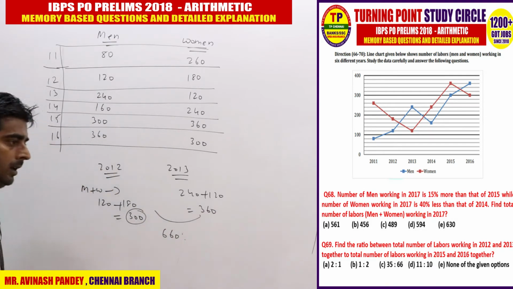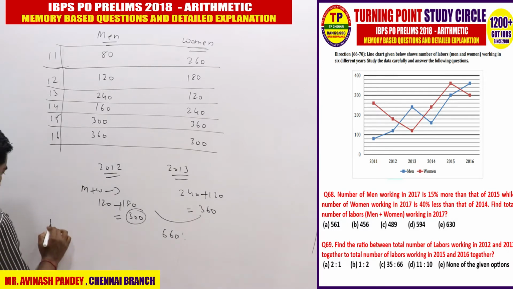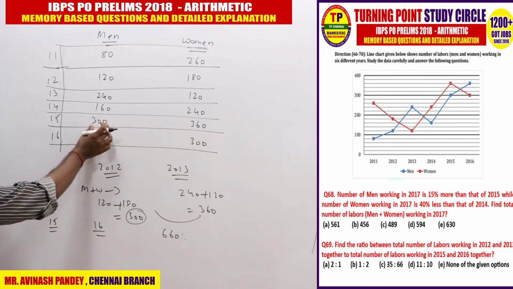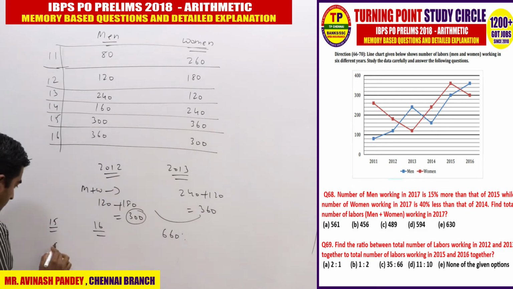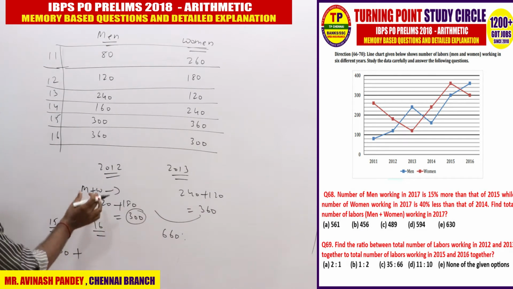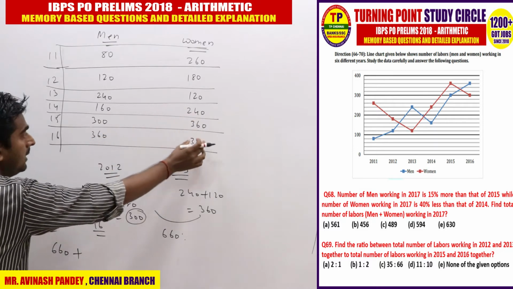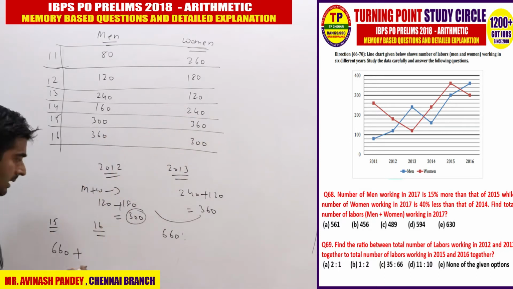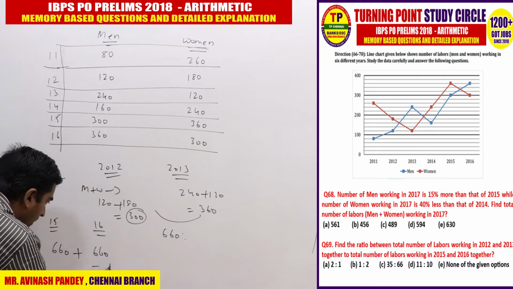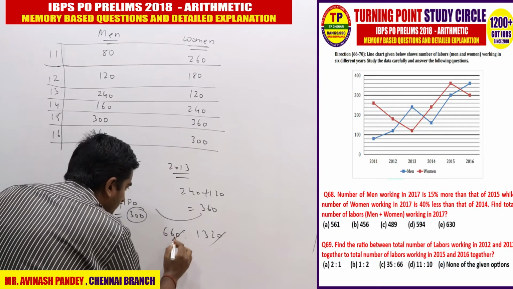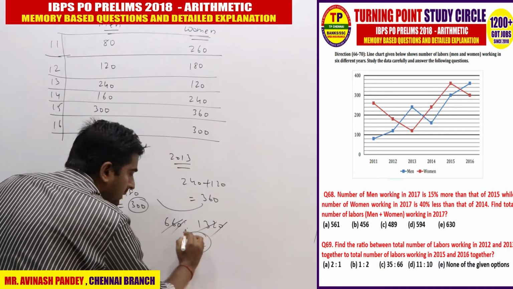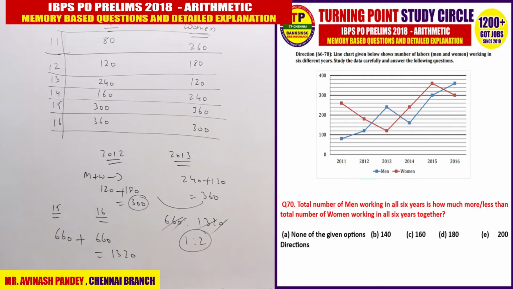And then we need to consider the number of laborers working in 15 and 16 together. So orally I am solving here. In 15, the number of men is 300. Women is 360. So 300 plus 360 is 660. Plus in 16, how many men are there? 360. Women 300. 360 plus 300, again 660. What is the total here? 1320. So this is 1:2. My answer is 1:2. Last one.